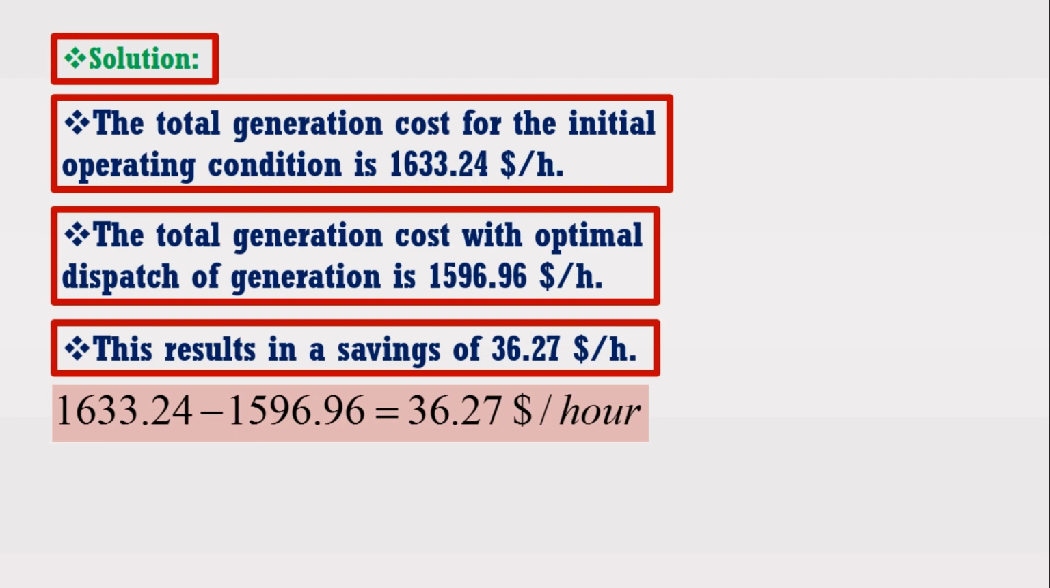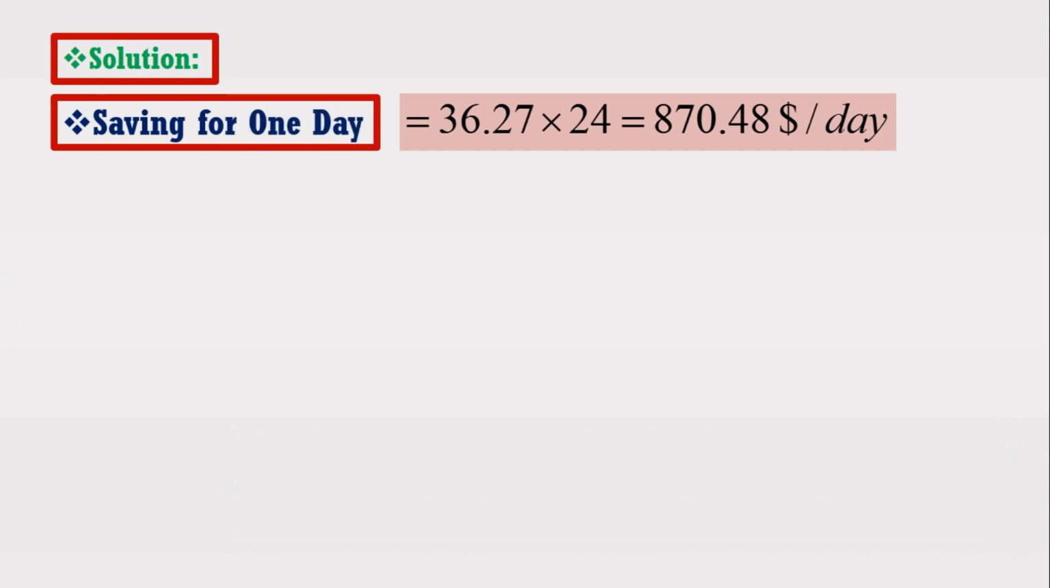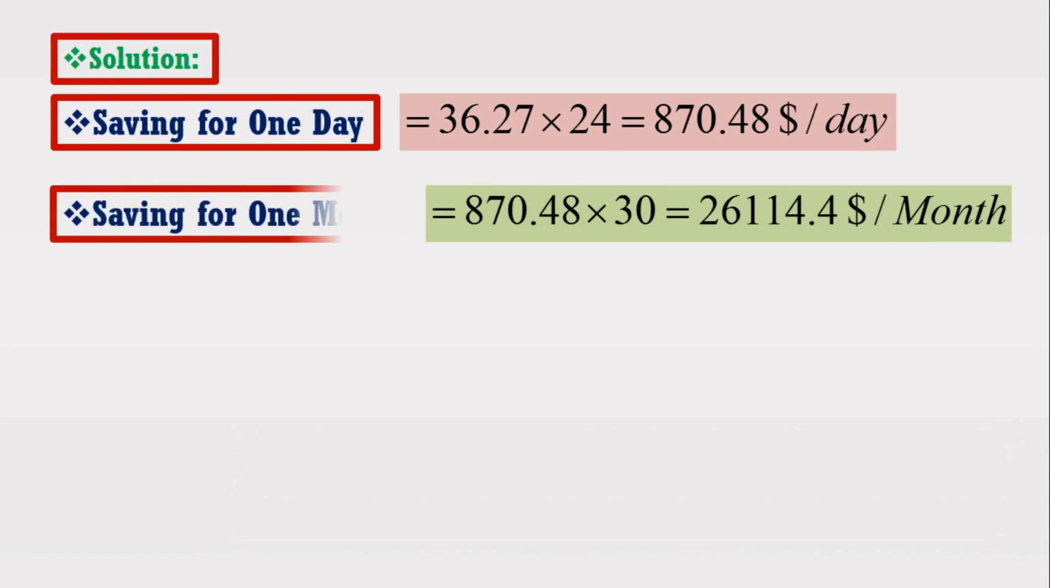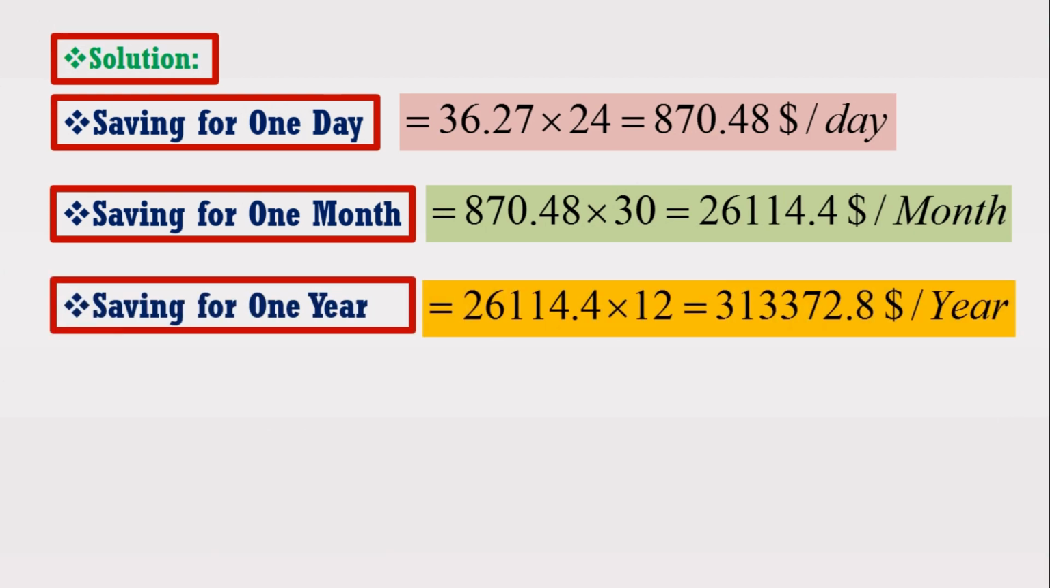Now if we want to calculate this saving for the whole day, then this saving will be $870.48 per day, whereas for 1 month this saving will be $26,114.4, whereas for 1 year this saving will be $313,372.8. Friends, from these calculations you may now fully clear about the importance of this topic. Now you may understand why optimal power flow and economic load dispatch analysis is important in the field of power system.